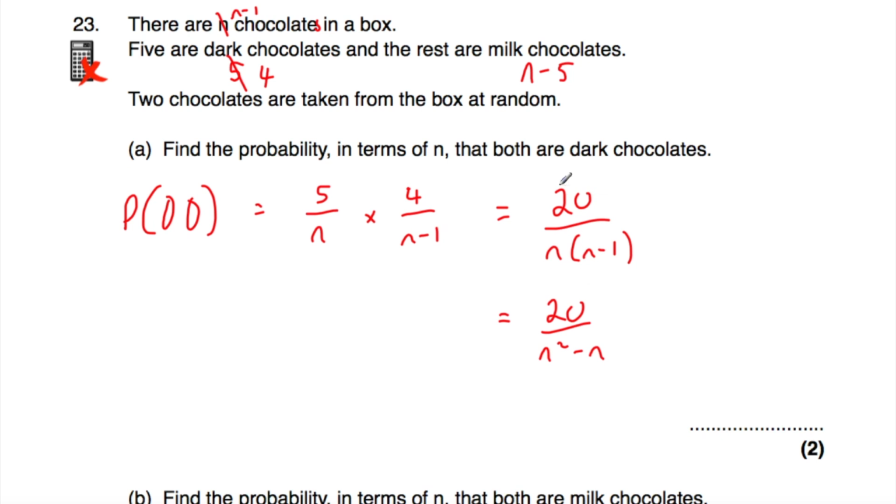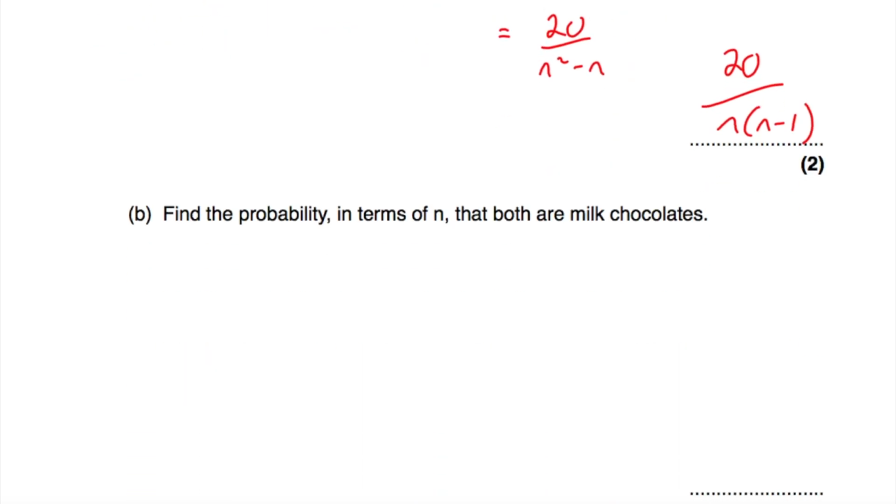So you could write it either way. I'd probably write it the top way. So I'd just write 20 over n bracket n minus 1. And that's it. Okay, let's have a look at our next part, part B.